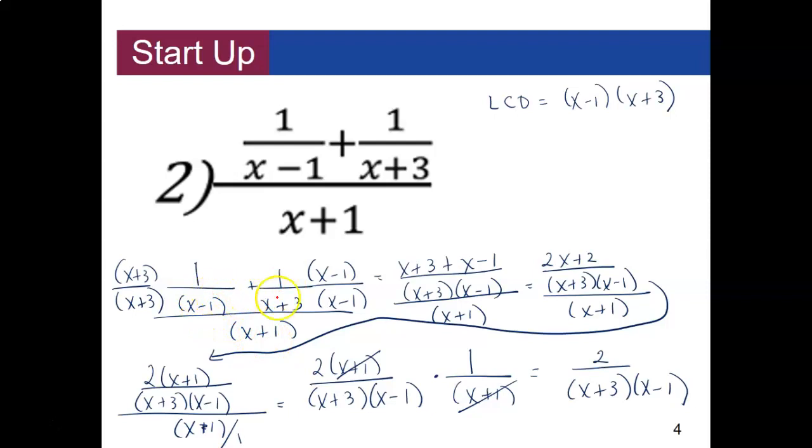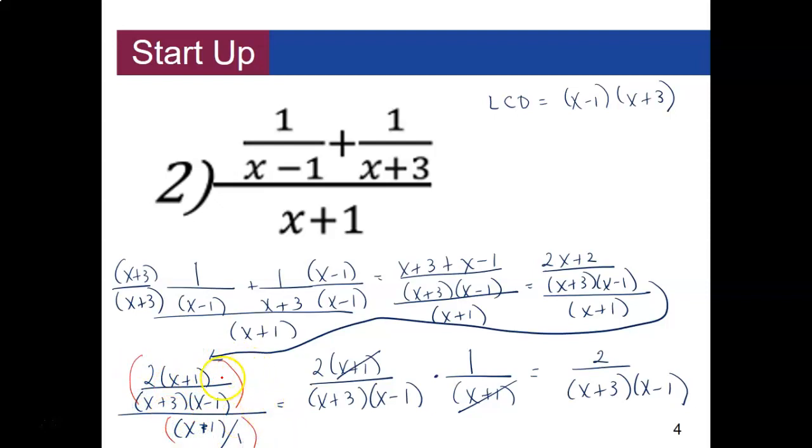Okay, these we're going to combine together, so we put them together with a common denominator. We'll add this numerator and this numerator together. And then when we combine like terms, we end up with 2x plus 2 over this common denominator, and then it's still all over x plus 1. So here we have basically a fraction. So this is one fraction over another fraction.